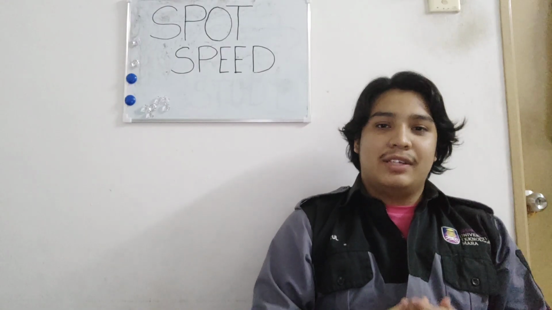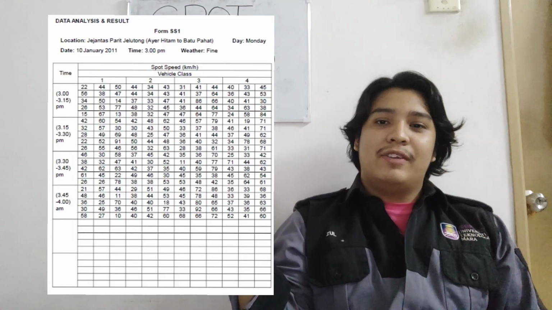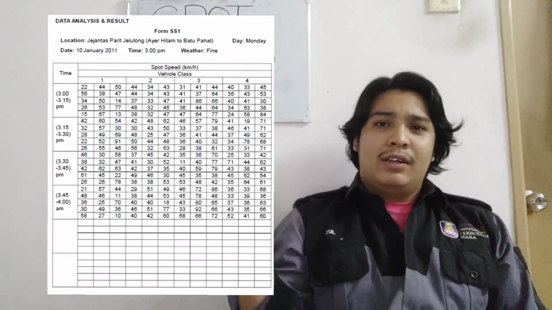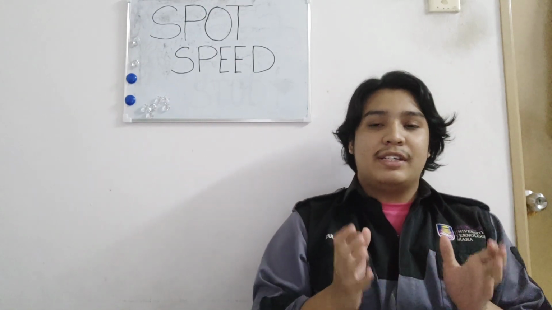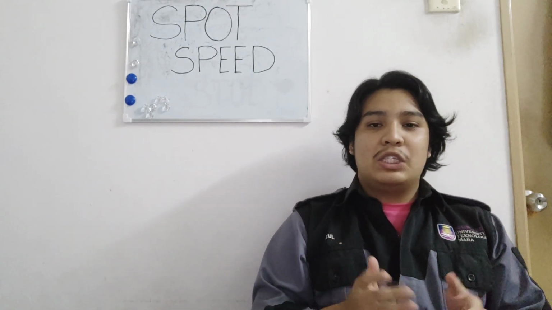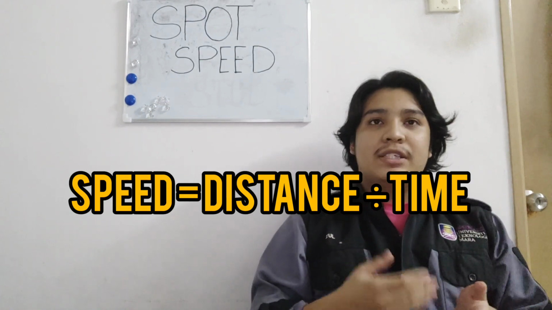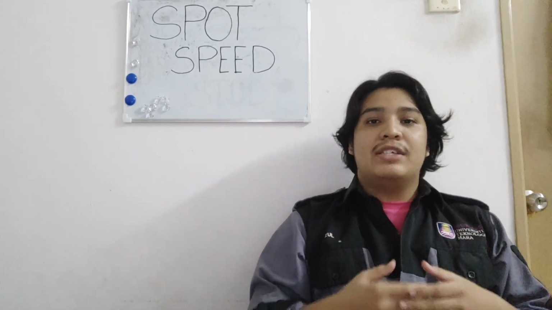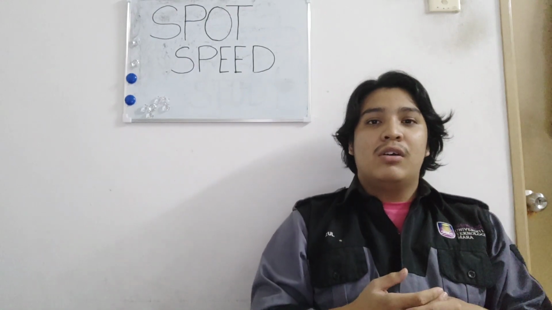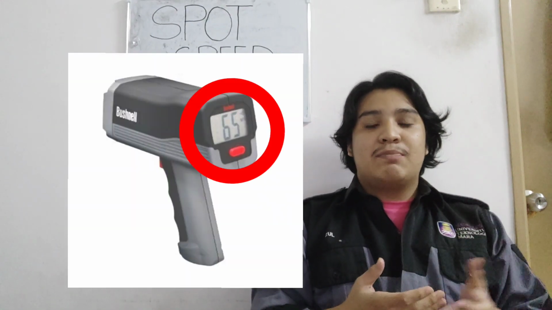Let's discuss the result. This is an example of the data sheet for both methods. The calculation for both is exactly the same. The only difference is that the stopwatch method needs to divide the distance by the time to get the speed, while the radar gun method will instantly give you the value of the speed from the radar speed gun.